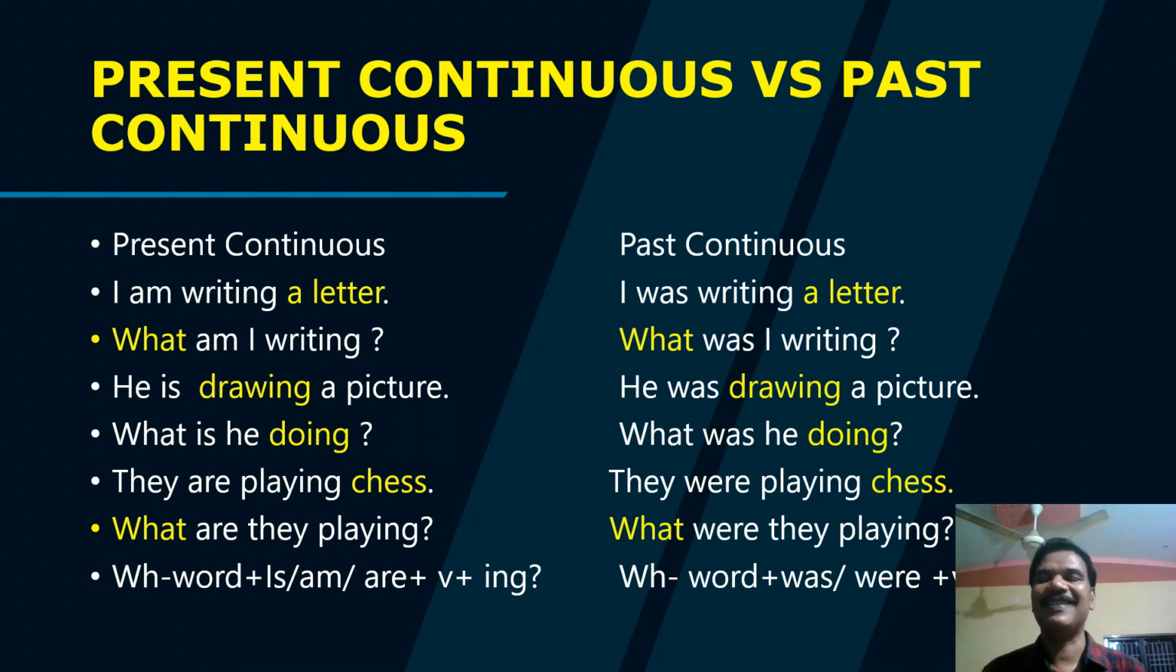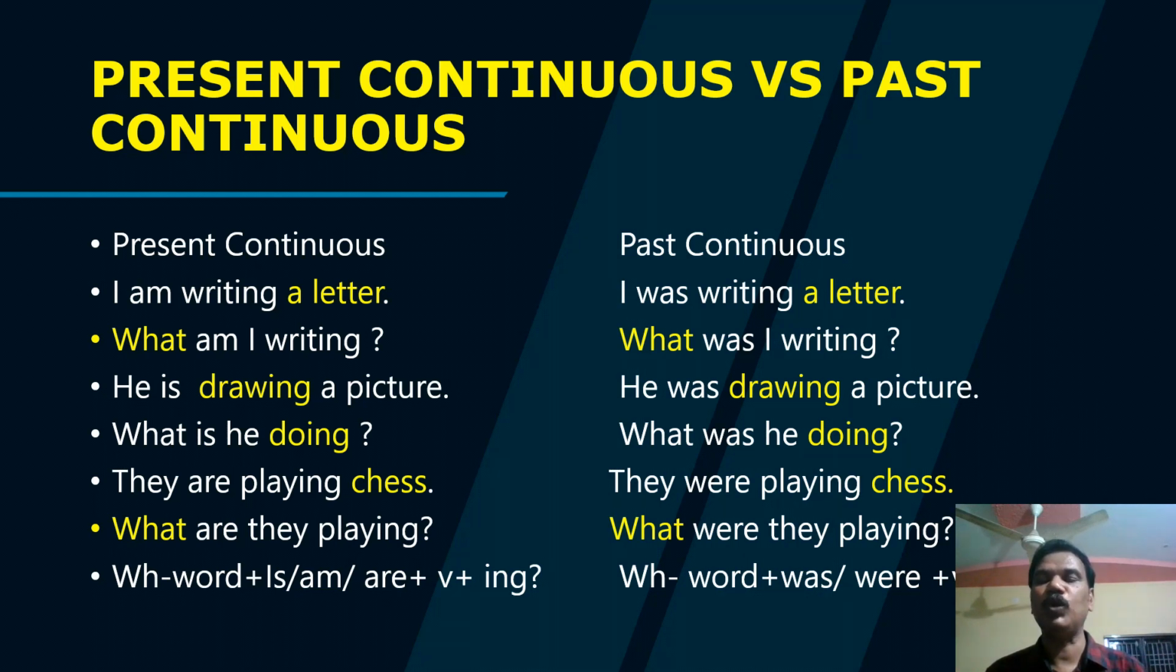Same rule, only the tense is changed. I was writing a letter. A letter is the object, so what? "I was" becomes "was I". What was I writing? He was drawing a picture. Drawing is the verb. What was he doing?